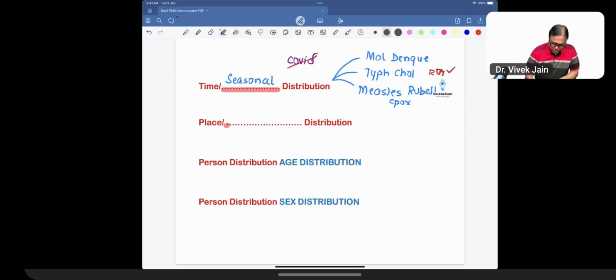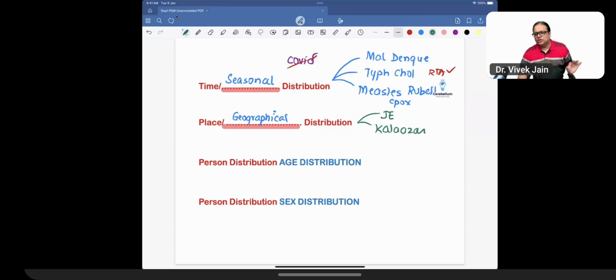Place distribution, also known as geographical distribution. Can you give me few good examples of diseases which are more common in a particular geographical place? Very right, Japanese encephalitis. Which part of the country is it found? All the rice growing states of India. So whole east, even a lot of northeast, southern part and southwestern part also. Kala-azar, very common in eastern part of India. We'll come to those.